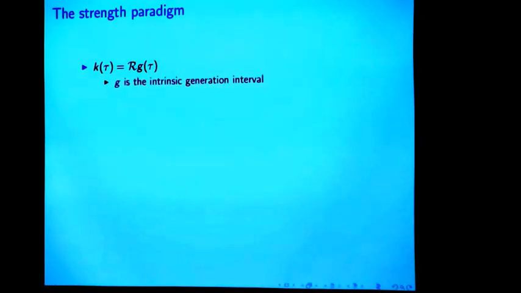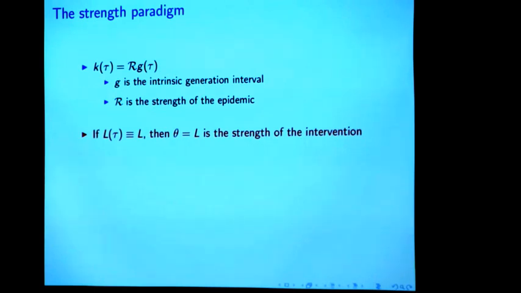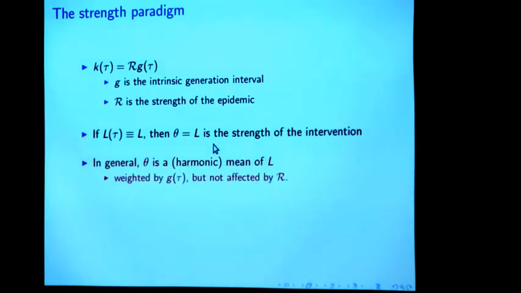So to recap, the strength paradigm, we start with our kernel, we factor it in a way that tells us big R and gives us an intrinsic generation interval, and then we calculate the strength of intervention. If the strength is constant, then if L is a constant, then the strength of intervention is just L, and in general, it's a harmonic mean across the intrinsic generation interval. The speed paradigm, we also factor the kernel, but we factor it differently.